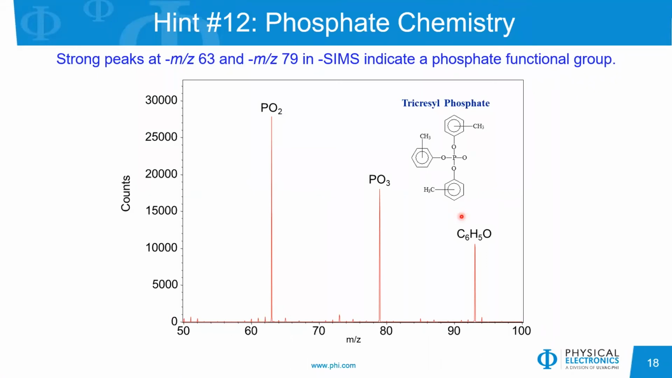Phosphates will produce secondary ions in the negative ion polarity at a mass to charge ratio of 63 and 79. So here we're looking at a sample of tricresyl phosphate. And so we see the C6H5O ion, and we also see the PO2 and the PO3 from the phosphate group. So those will always be very strong, intense peaks.